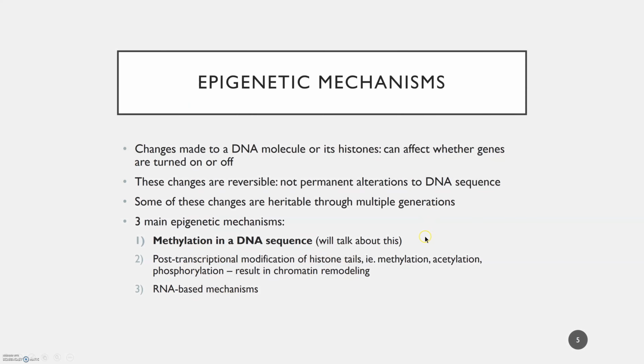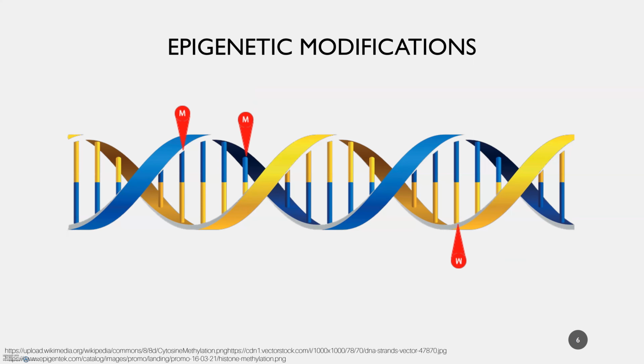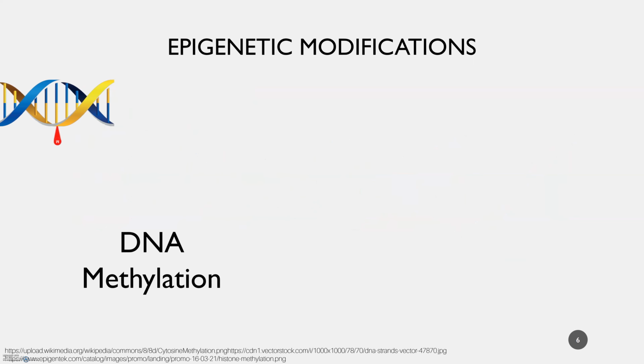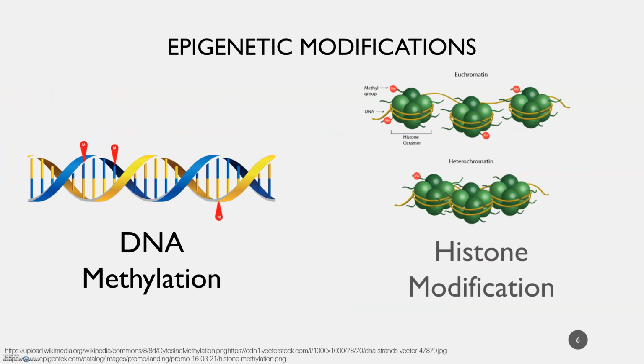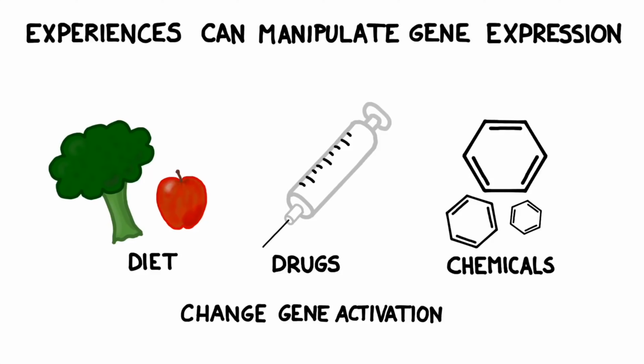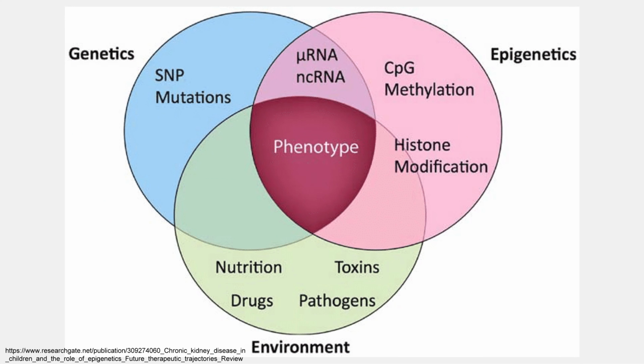There are three main epigenetic mechanisms: methylation in a DNA sequence, post-translational modification of histone tails such as methylation, acetylation, and phosphorylation resulting in chromatin remodeling, and RNA-based mechanisms. In your other lectures on epigenetics, you will have seen the effects of histone modifications. So, in this presentation, we will focus on DNA methylation. We will also look at how exposures to external factors, such as nutrition, can play a crucial role in influencing gene expression through DNA methylation and demethylation.